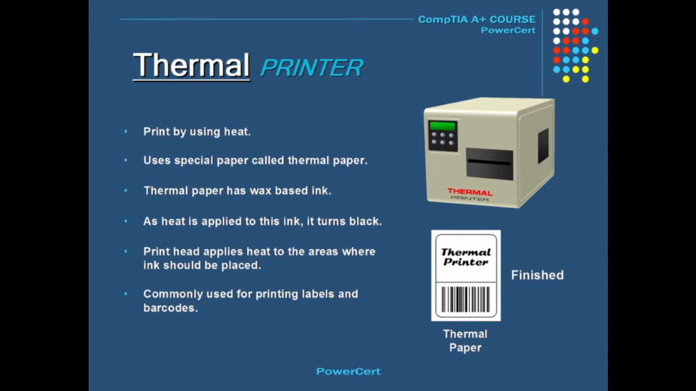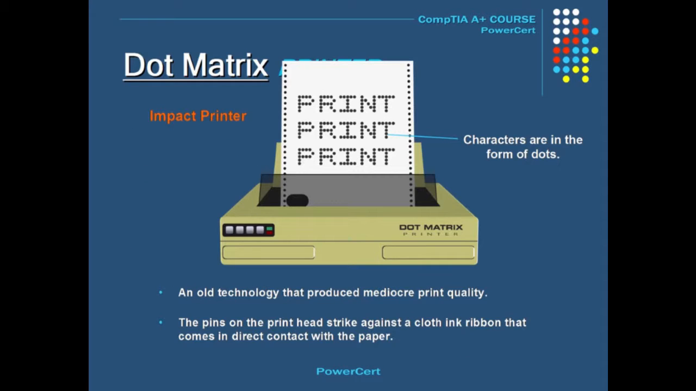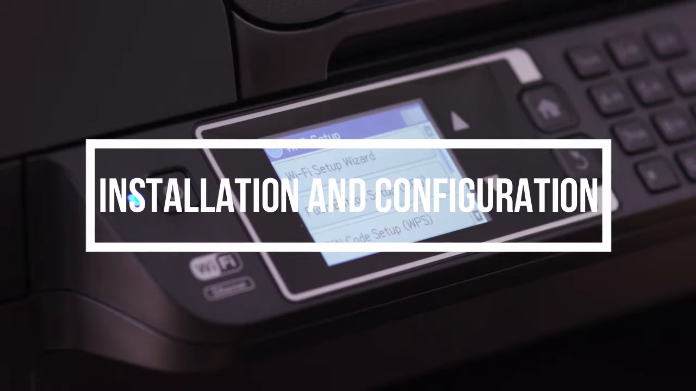Thermal printers print using heat and have a wax-based ink. Lastly, the dot matrix printer, an impact printer, prints characters in the form of dots.